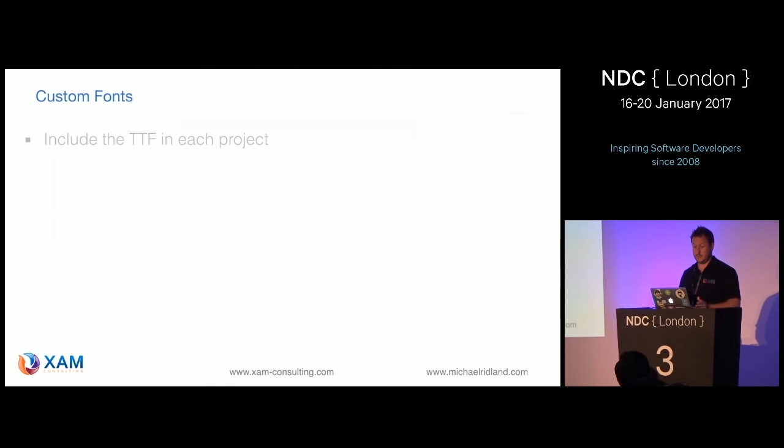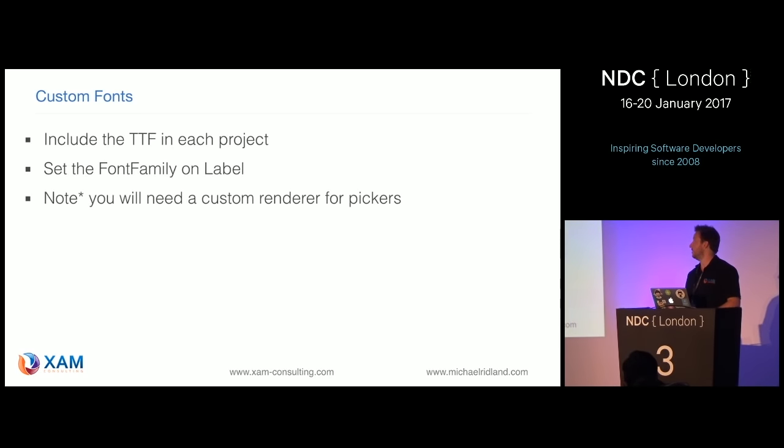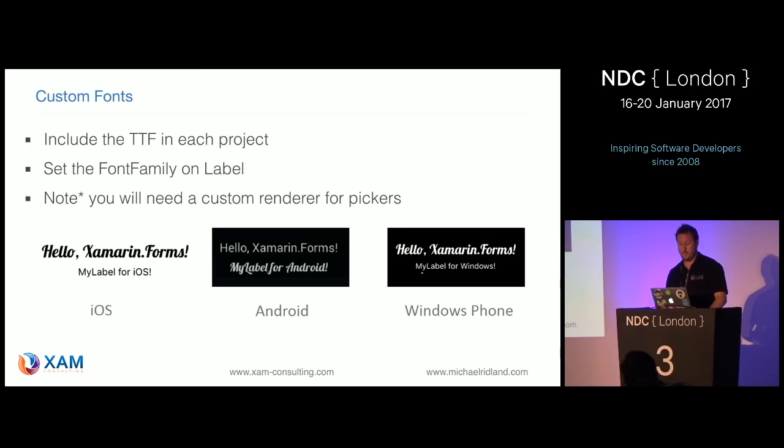So another thing you can do is custom fonts. All you need to do is include the TrueType font in each project and set the font family on the label. You will need a custom renderer for pickers, but it can be done. And a lot of the time, if you get an app that's been visually designed, it's going to have a custom font. And it does make a difference on how your app looks in the end.